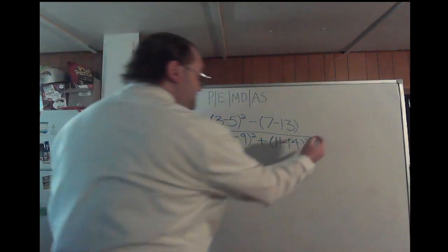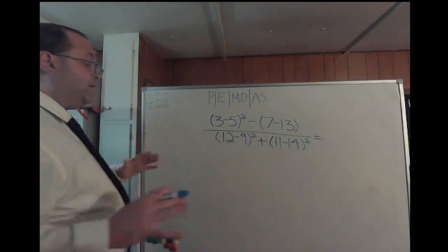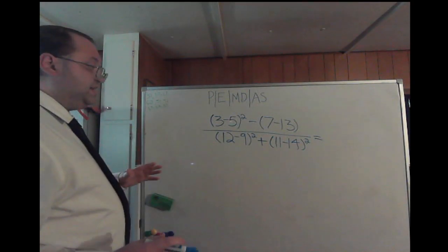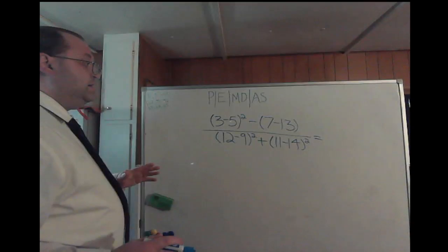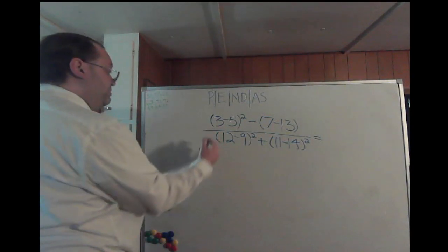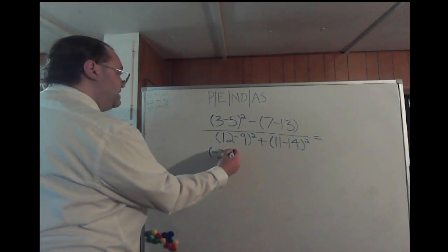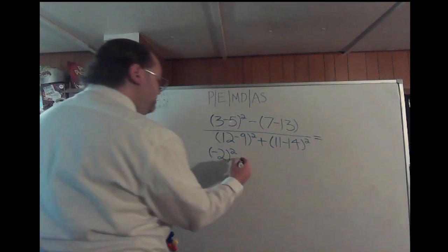That looks hideous, I'm not going to lie. It looks really hideous. Well, first thing to do, you have parentheses. Let's work through what our parentheses would be. 3 minus 5, that's negative 2 to the second power. We'll deal with the exponents in a minute.